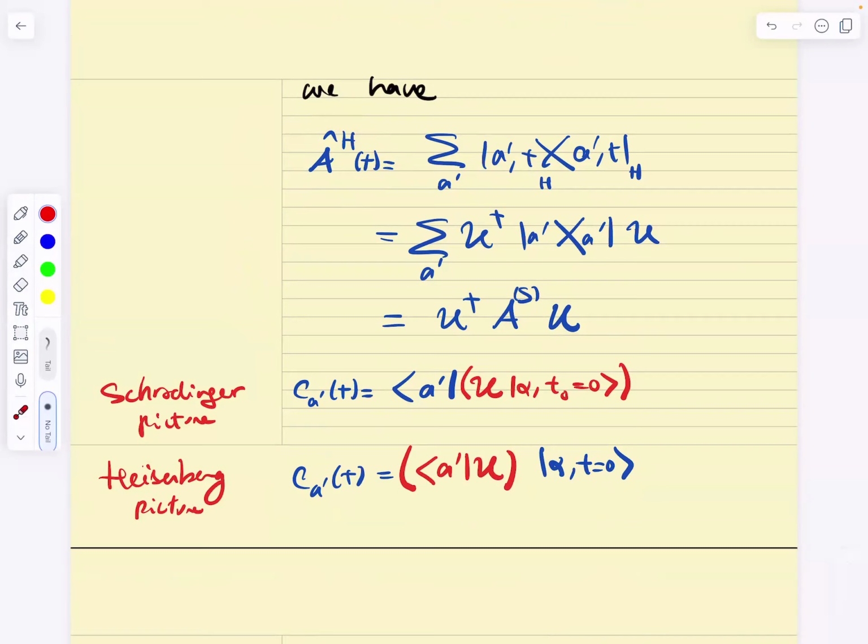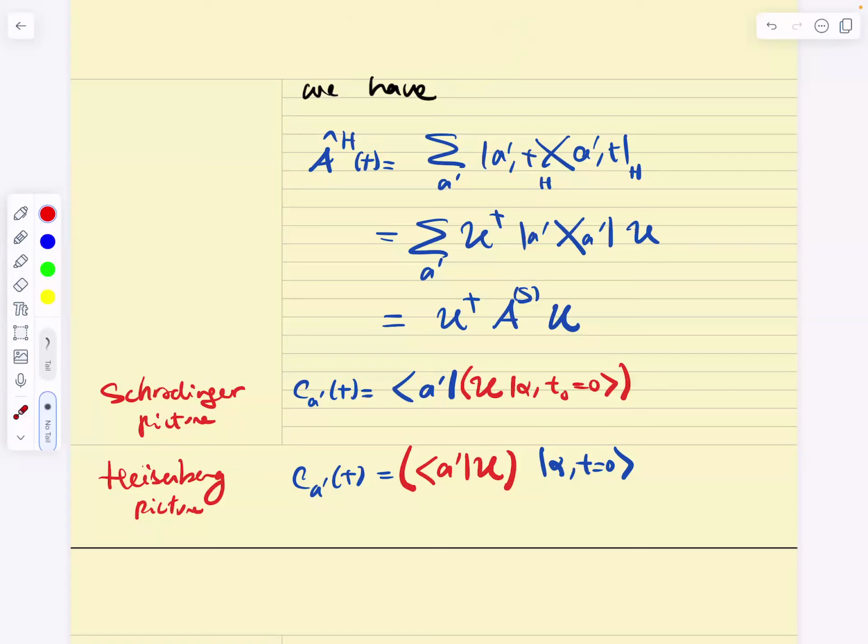What does it mean that it's an observable? It's Hermitian. So the question is, is U dagger A U a Hermitian operator? Take the dagger of it and see what you get. So you have U dagger A U. If it's Hermitian, its dagger should be equal to itself.